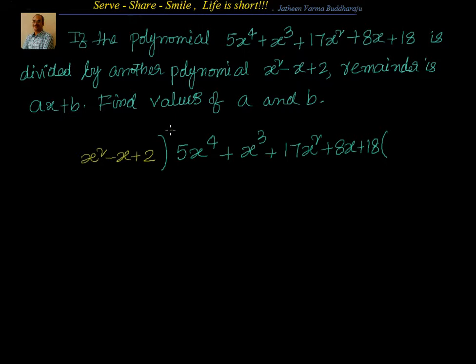First step, I have to make sure that both the dividend and the divisor are in descending order. That means the highest power is in the first, leftmost term. Then the first step is to divide the leftmost term of the dividend by the leftmost term of the divisor, that is 5x to the power of 4 divided by x square. We have to find out how much it is. It is 5x square. That will be our first term in the quotient.